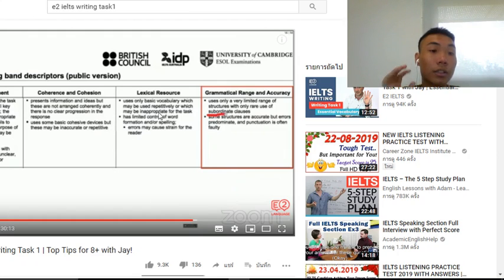So Task Achievement, Coherence and Cohesion, Lexical Resource, and Grammatical Range and Accuracy. Okay, so all I can summarize is that the first thing you need to do is give a minute to understand what the task is about, and then you decide the structure of your first paragraph.